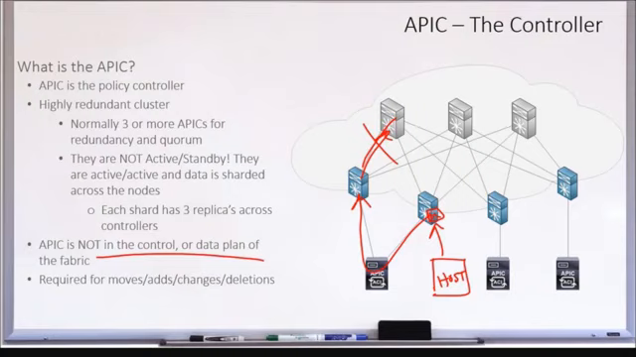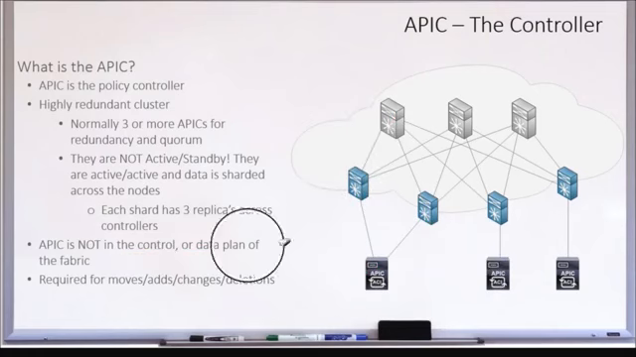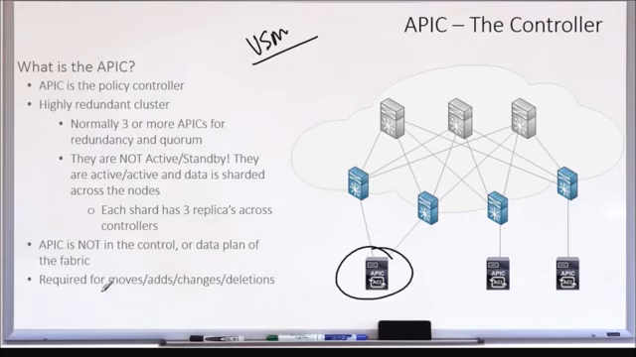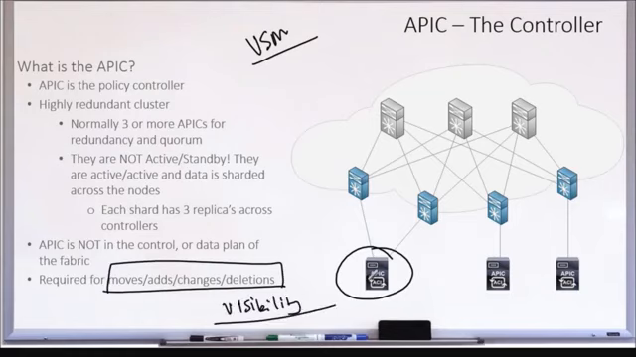That being said, could you lose your APIC and have the fabric still functioning if you already had it configured? Yeah, absolutely. In that regard, it's a lot like the VSM for the 1000V, because the VSM's not really in the control plane or the data plane either, right? And you can lose the VSM, but when you lose the VSM, it's much like when you lose the APIC, you basically don't have the ability to do any of this stuff anymore. You can't do any moves, adds, changes, or deletes. Basically, you have no visibility into the fabric at that point.